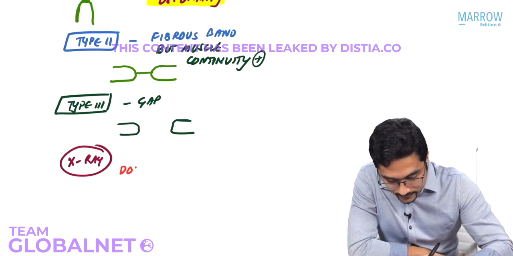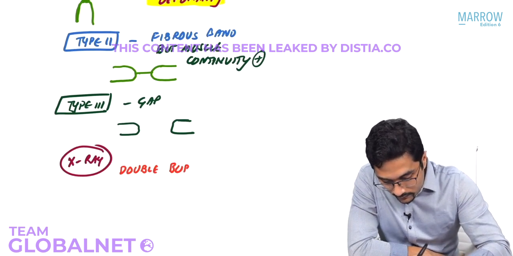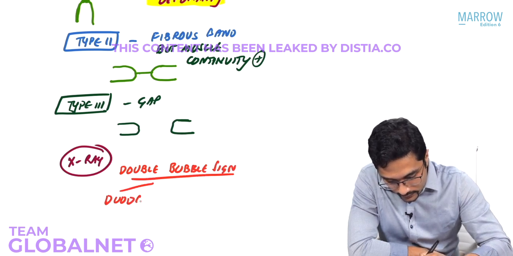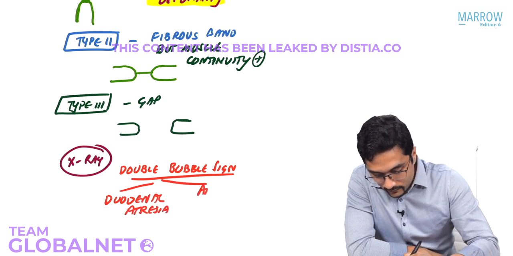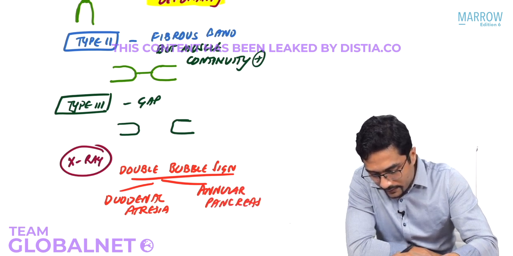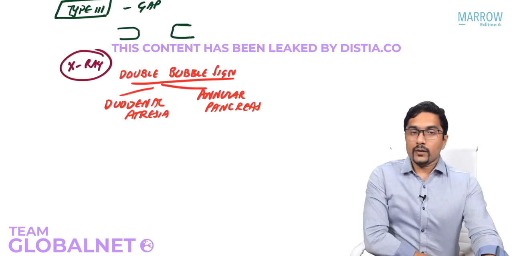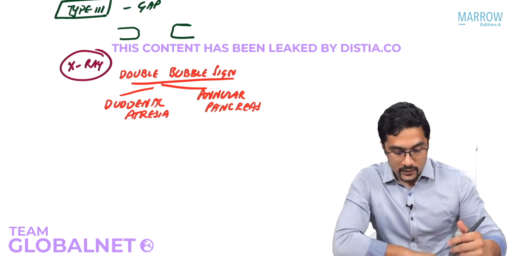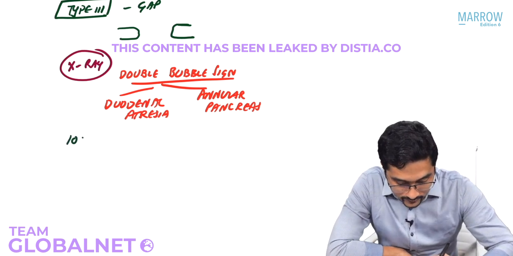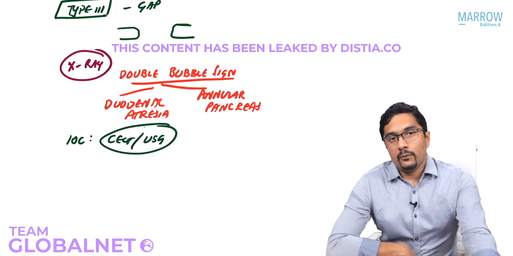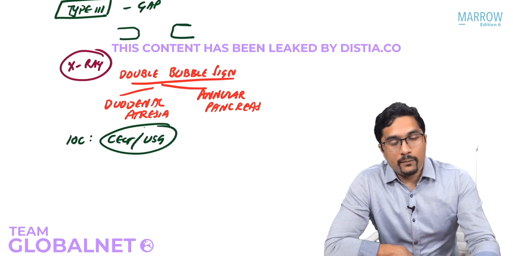So double bubble sign is what you're going to see, but you can see it in duodenal atresia, or you can see it in annular pancreas as well. Annular pancreas has been covered in the pancreas module, the benign module, and in that the pancreas encases the duodenum and causes duodenal obstruction. So the investigation of choice is going to be a CECT or an ultrasound. That is what will differentiate whether it's a duodenal atresia or annular pancreas.